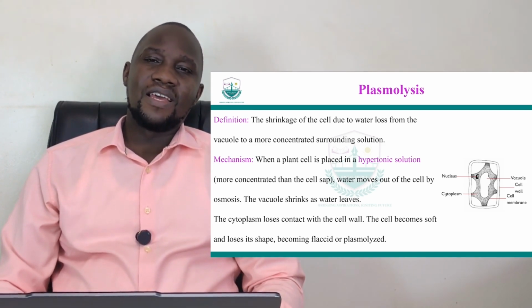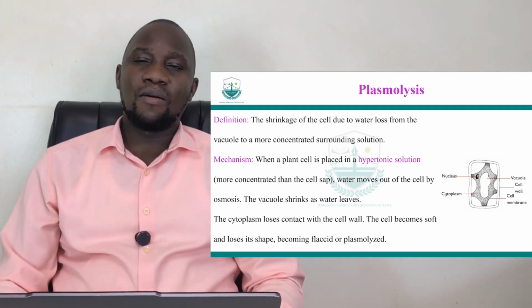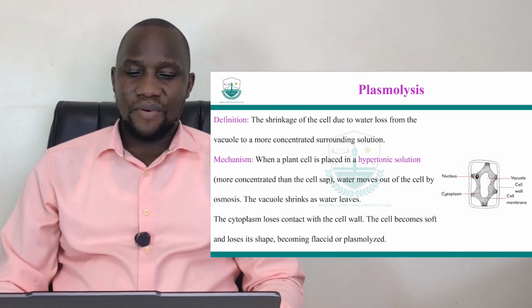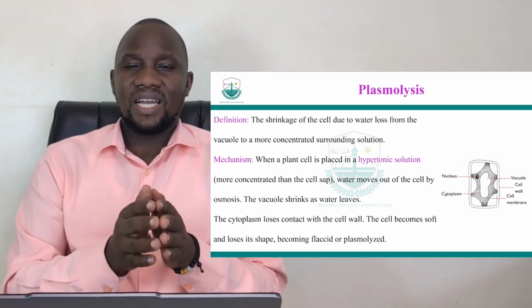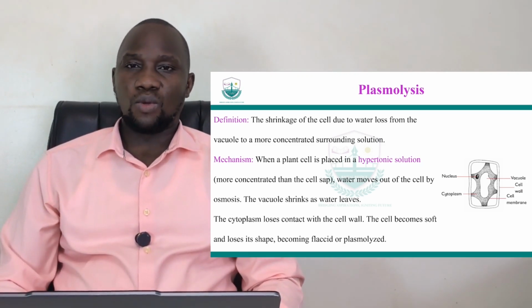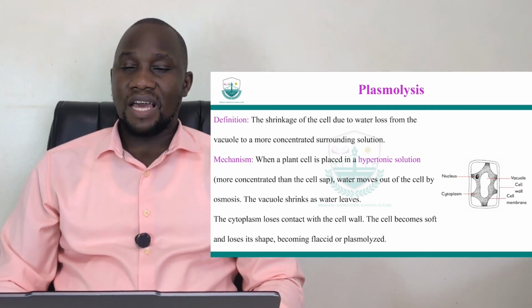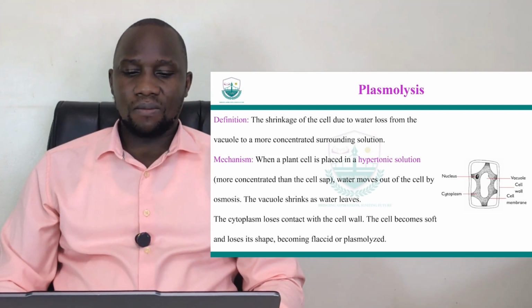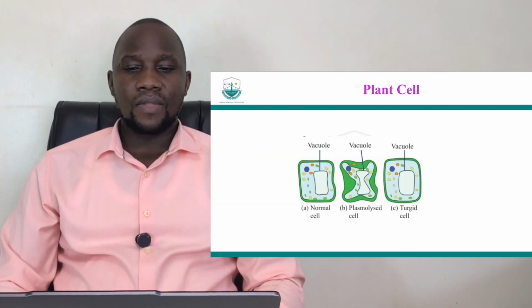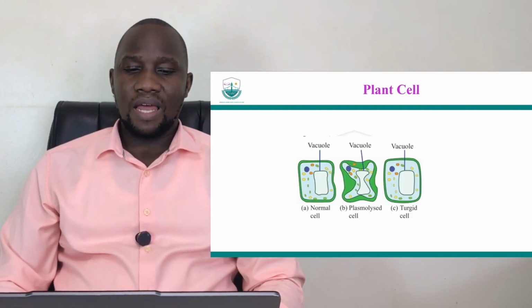So with the plasmolysed cell, you have the cytoplasm losing contact with the cell wall. That means, therefore, that the turgor pressure is actually reduced, because that turgor pressure comes when the cytoplasm exerts a force on the cell wall. So the cell becomes plasmolysed, and the key thing is that the cytoplasm loses that contact with the cell wall. So the cell can be called a plasmolysed cell or flaccid cell. So that is what you can have there.